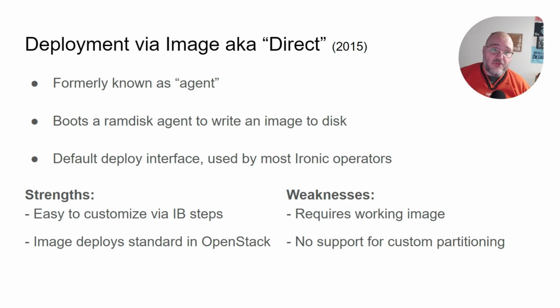And there's no support for on-the-fly custom partitioning here. If you want to have special partitioning, you need to have those partitions baked into a partition table in the image you create. In fact, a lot of Ironic deployers will just add most of the disks in those images to an LVM pool so they can expand it as they need once it's deployed. But what are the other options?